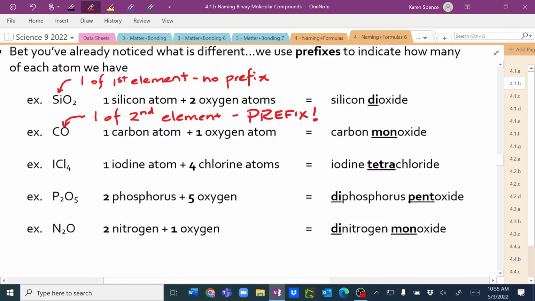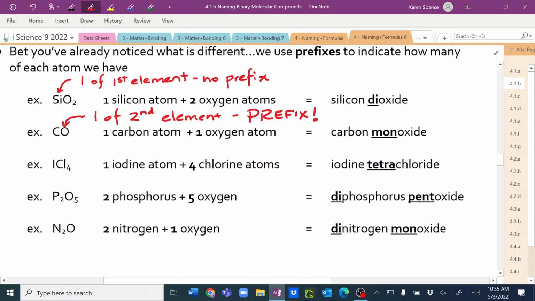I've always been a little unhappy with this rule because it does confuse people, right? You have to really get used to it. Okay, so you'll notice we have 1 carbon. We don't use mono on carbon, but we do use it on oxide. Okay?